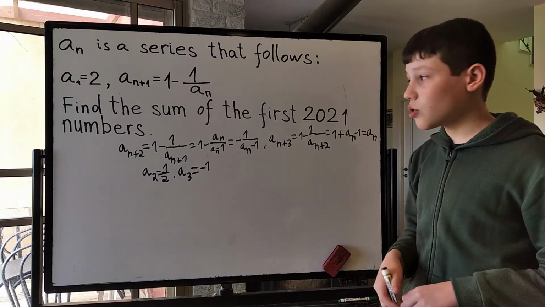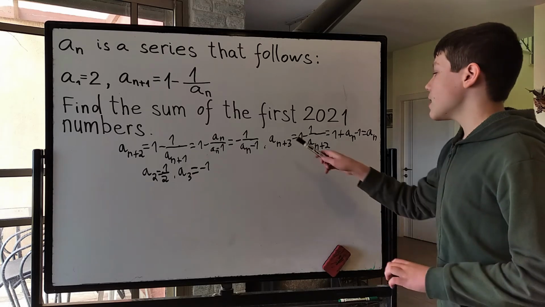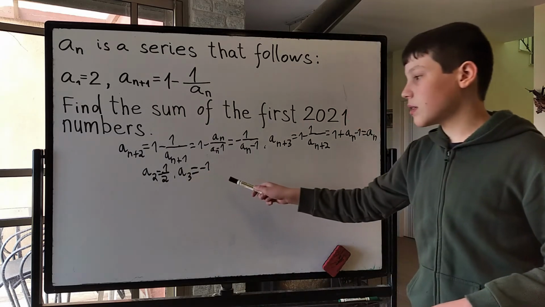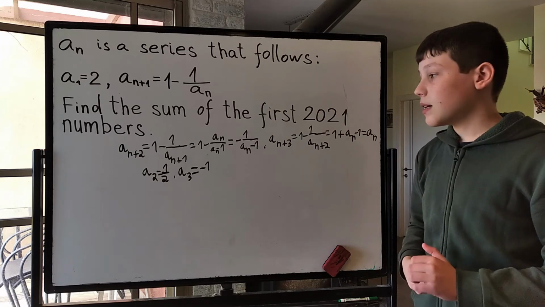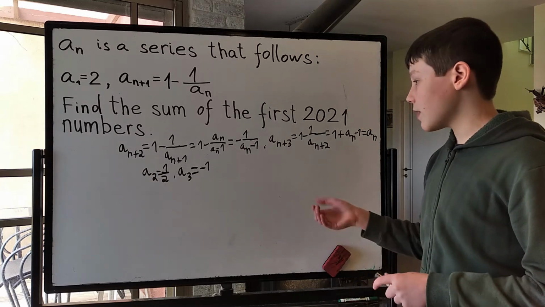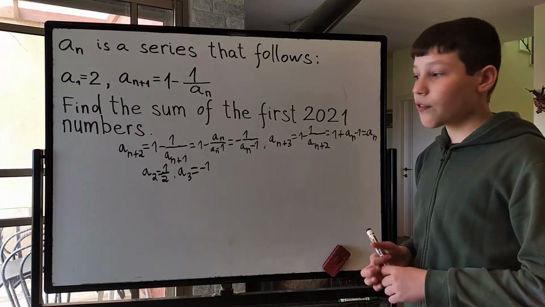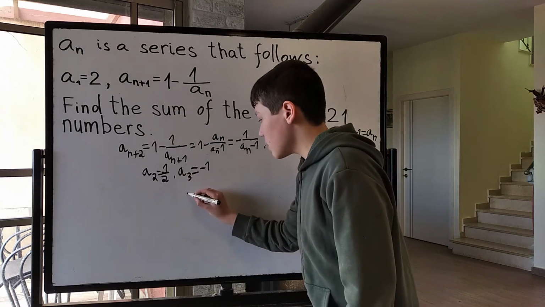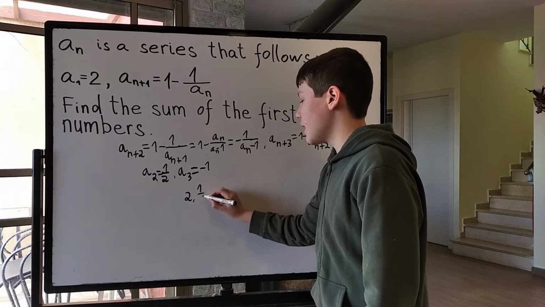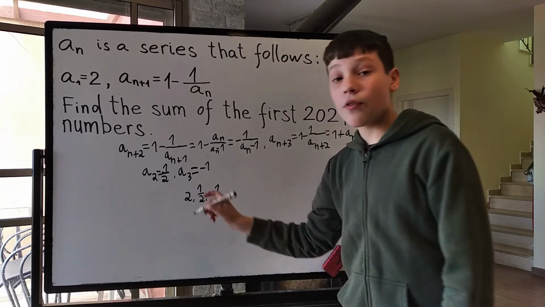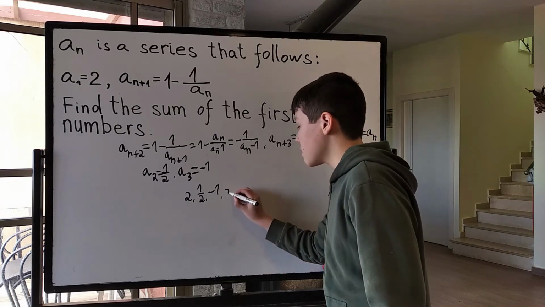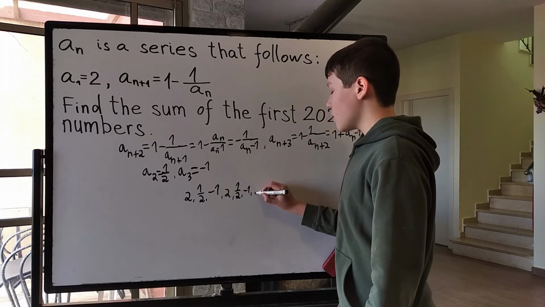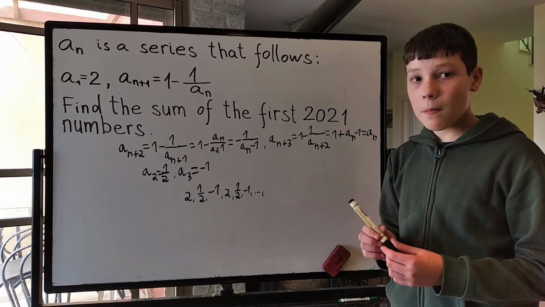Now, with the fact that A1 is equal to 2, this cycle repeats because AN plus 3 is equal to AN. So A4 will be equal to 2, A5 will be equal to a half, A6 is equal to negative 1, and then repeat. A7 is equal to 2, A8 is a half, and so on forever. Meaning that our first 2021 numbers will look like this. I'll have 2, then a half, then negative 1, which are the first 3 values, and then repeat, and so on until, well, where do we end?